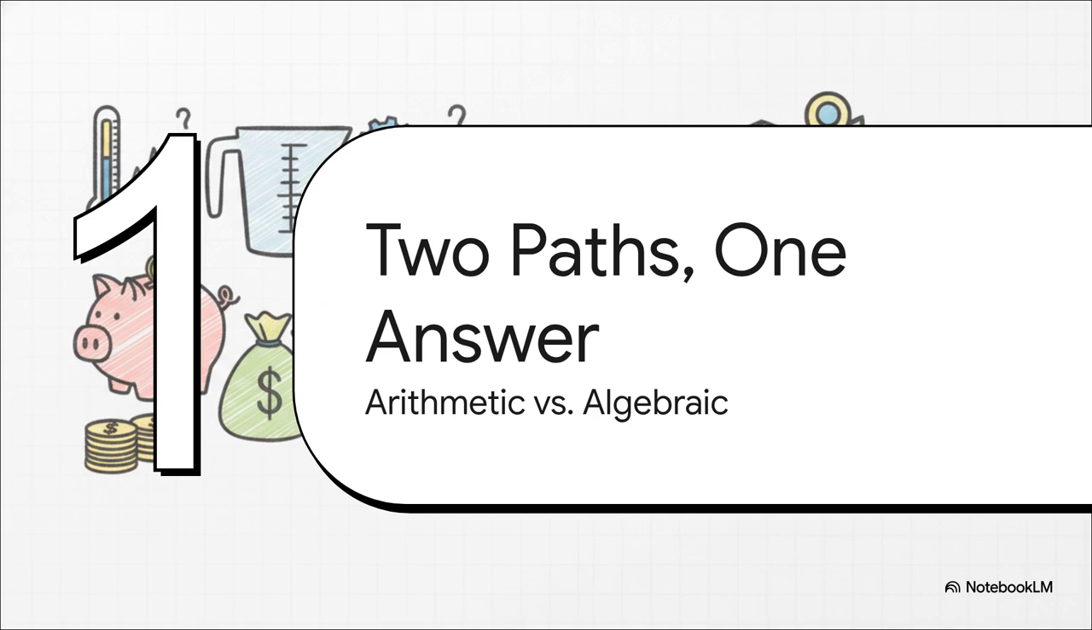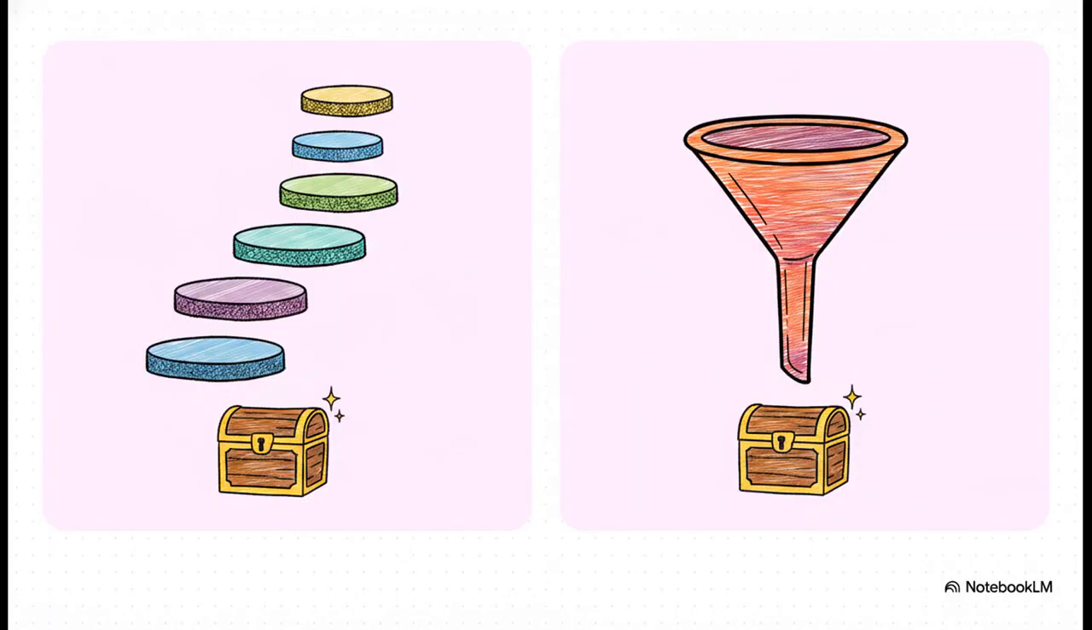Section 3. Two paths, one answer. Arithmetic versus algebraic equations. Okay, let's look at how we can actually solve this. We've got two different paths that arrive at the exact same destination. You could take the arithmetic approach, doing it step by step. First, half of 50 is 25. Then, you add that 25 to your initial $25.50, giving you $50.50. Finally, subtract the $12.75 fee, landing you at $37.75.